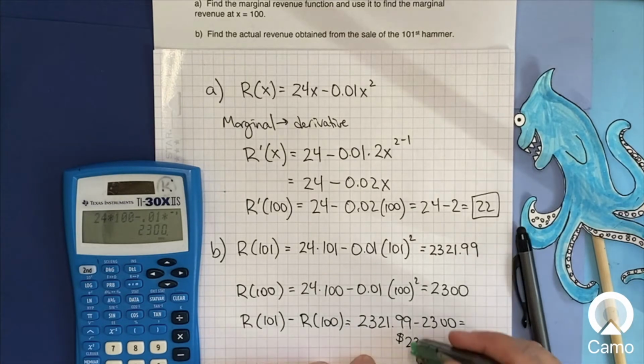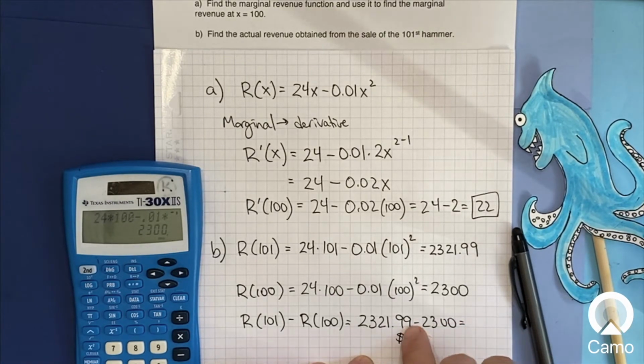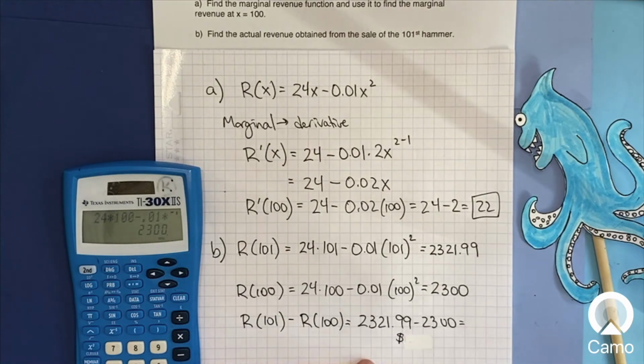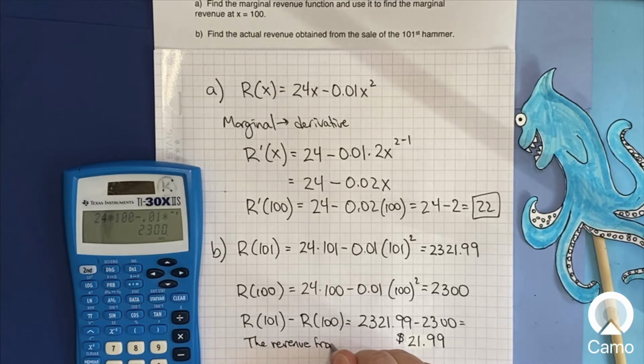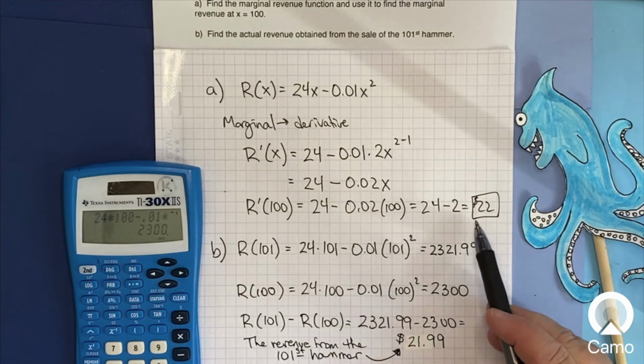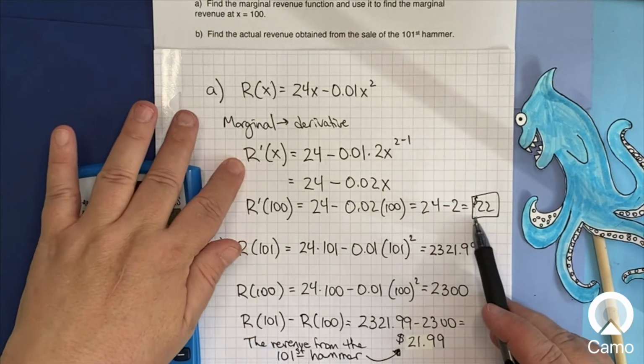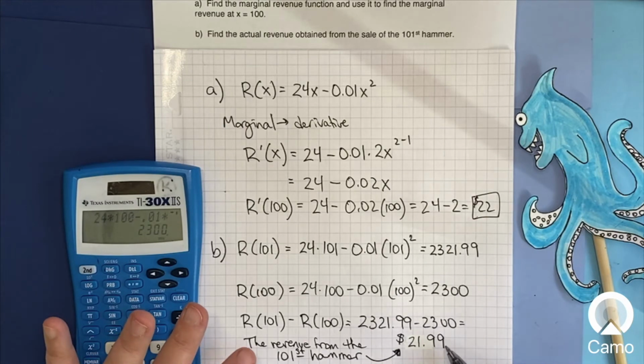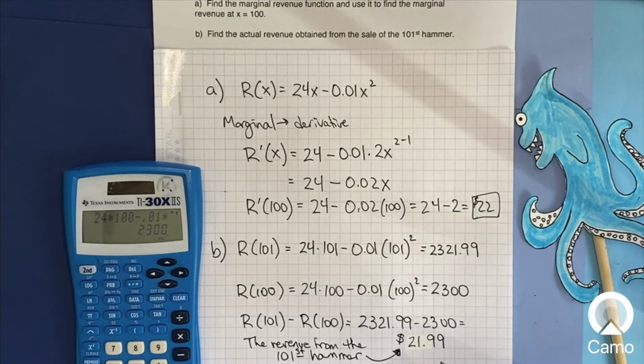Yay, white tape. $21.99. So this is the revenue from the 101st hammer. So I forgot the dollar sign up there. So this was our guess, our approximation using the derivative. $22. The actual revenue from selling the 101st is $21.99.